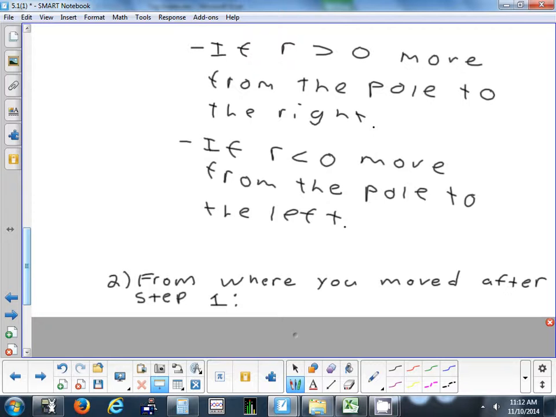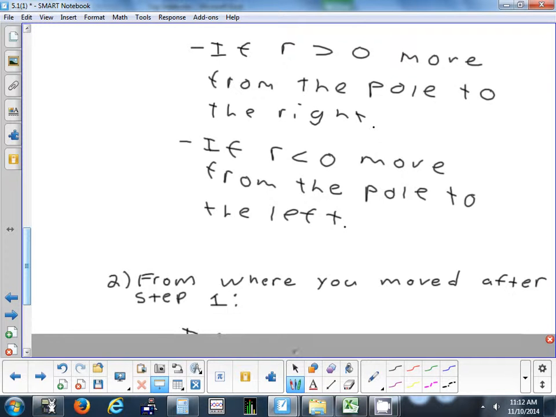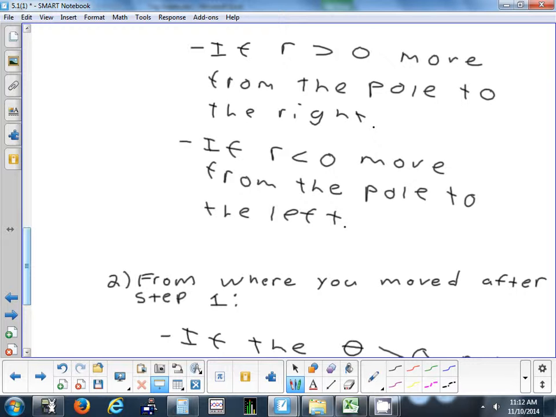Okay, so from where you already moved in step 1. Okay, so you do step 1. Keep your pencil right there. After step 1, from that point, now we have 2 directions we can move for the angle. But how do we measure the motion on a circle? We don't measure it as left and right. What are the 2 directions you can move in a circular pattern? Yep, you can either move clockwise or counterclockwise.